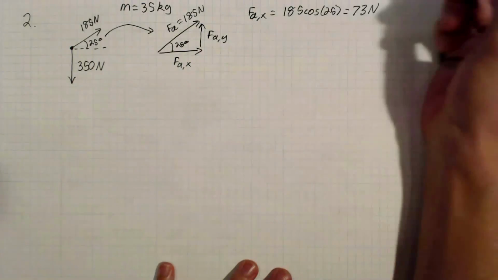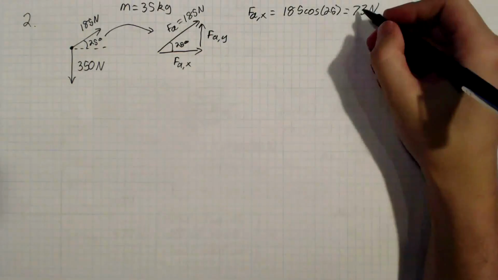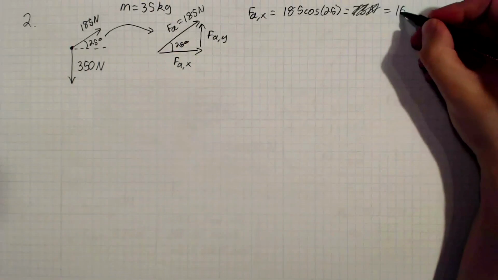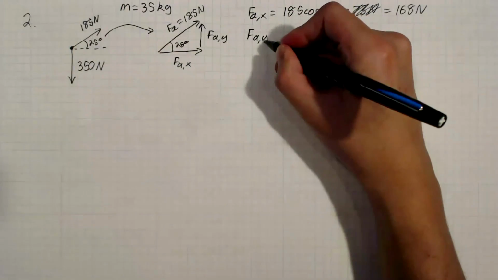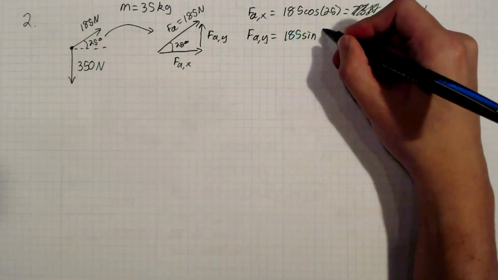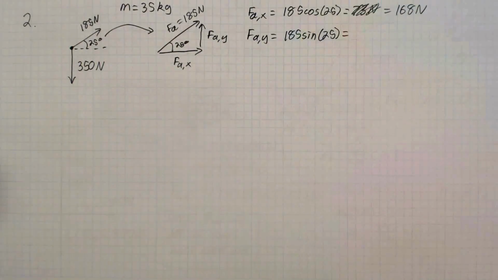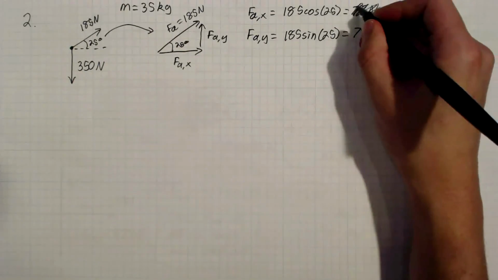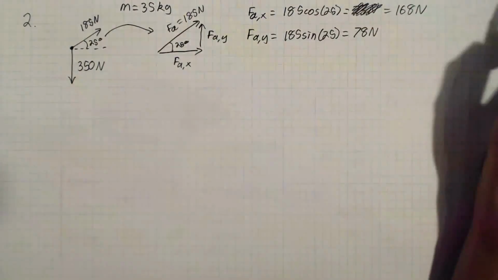And then, that can't be right. And it is in fact not right. I had it written down. It is 168 newtons. And our applied force in the y direction is equal to 185 sine of 25 degrees, and that is equal to 78 newtons. I don't know where that 73 came from. So now we're going to redraw our free body diagram.